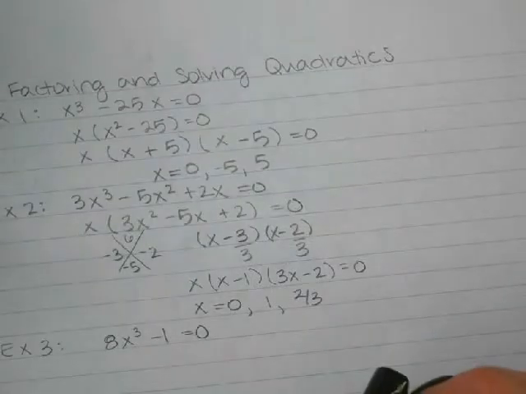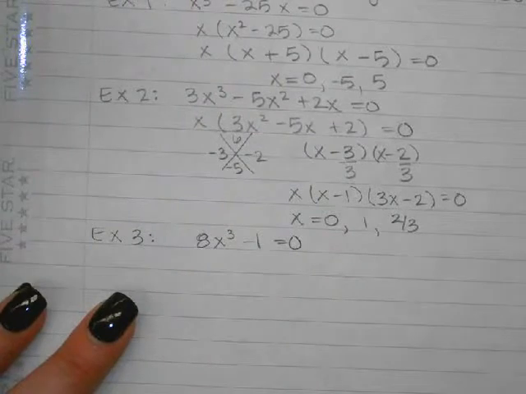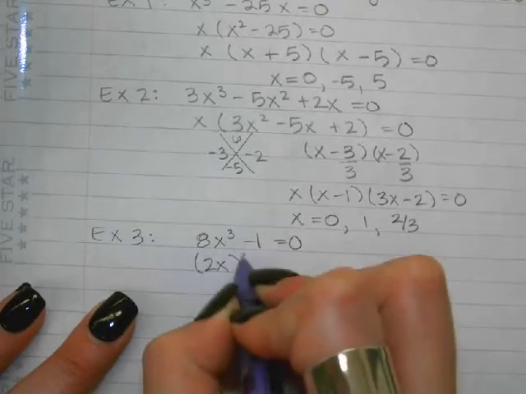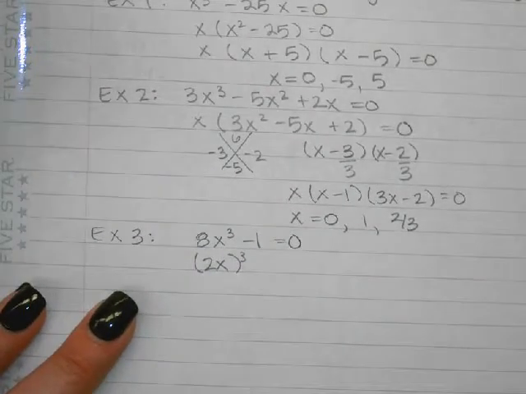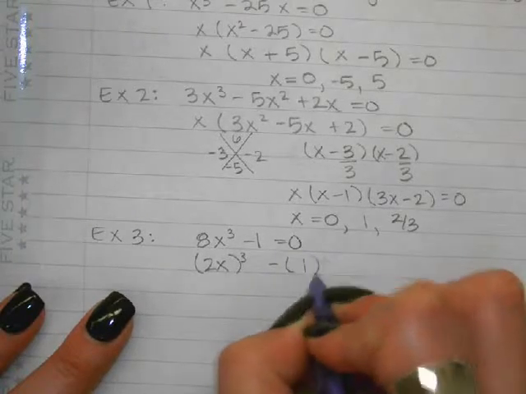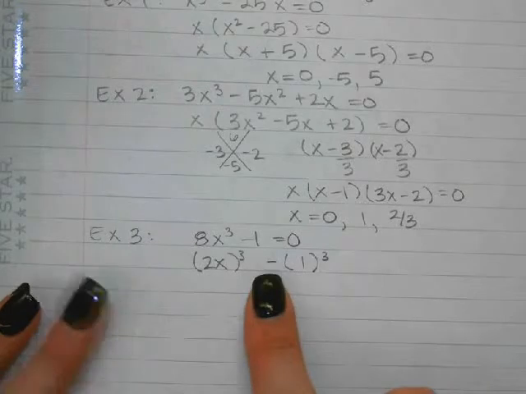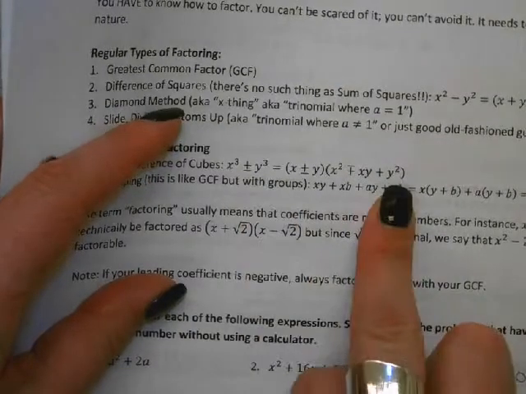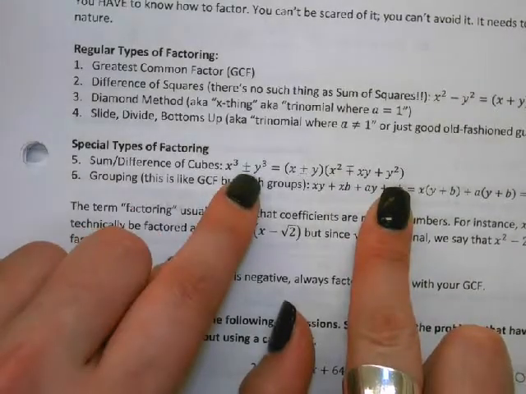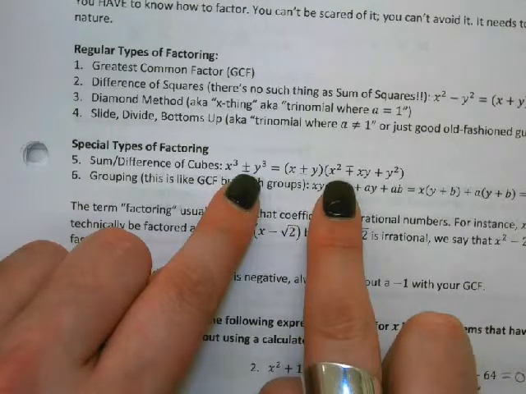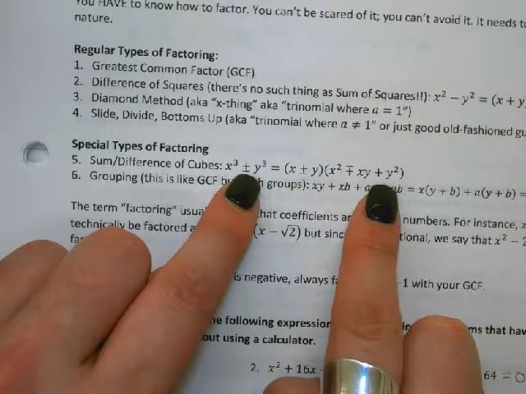So when I look at this problem, if I have 8 times x cubed, that means I have 2x to the third, 2x times 2x times 2x, and then that's minus 1 to the third. So there's my first term, there's my second term. We're doing the one that's a minus. If I follow this pattern, the minus here will stay a minus in the first set of parentheses, and then here it will be a plus, and then over there it's always a plus.